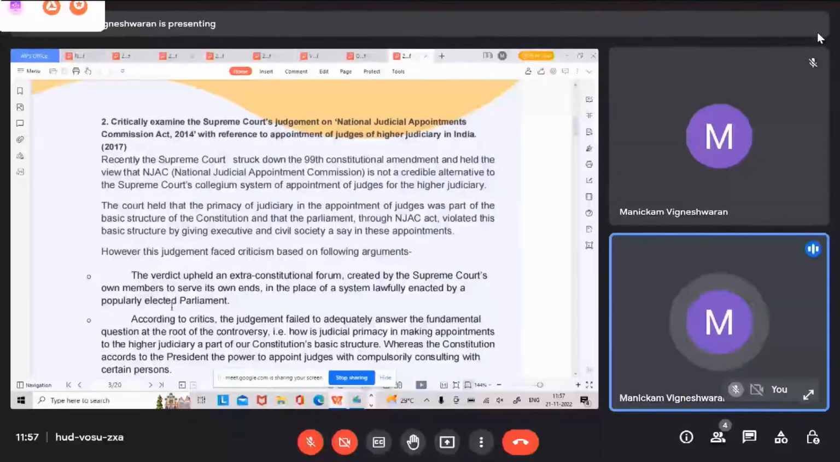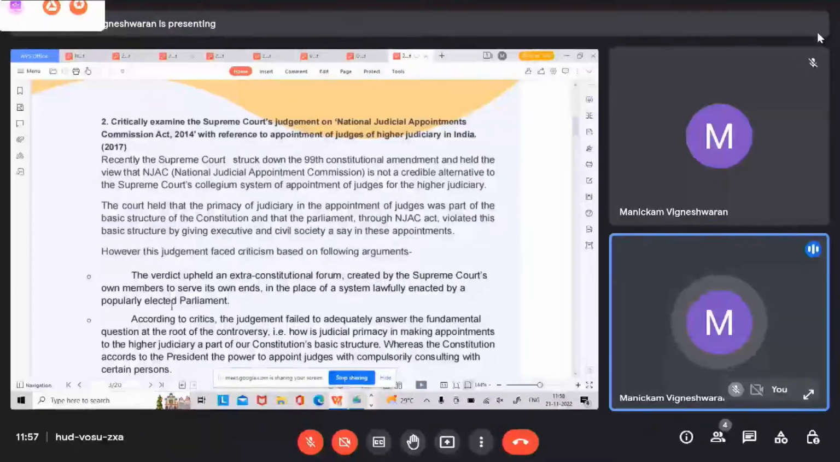We know that the new Supreme Court CJI, the 15th CJI, D.Y. Chandrachud, announced last week that we have to review the collegium system and implement a democratic system in the collegium while appointing judges. The court held that the primacy of the judiciary in the appointment of judges was part of the basic structure of the Constitution, and that Parliament, through the NJAC Act, violated this basic structure by giving the executive and civil society a say in this appointment.